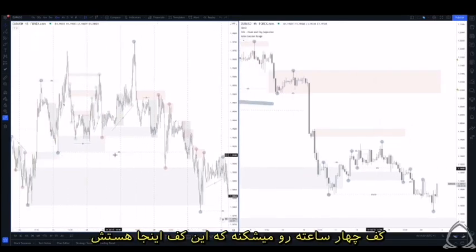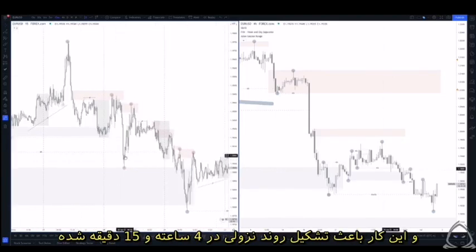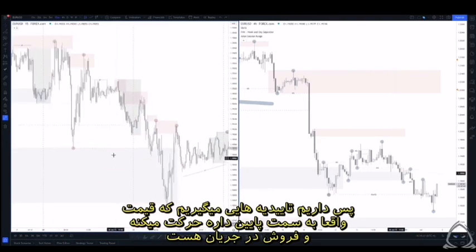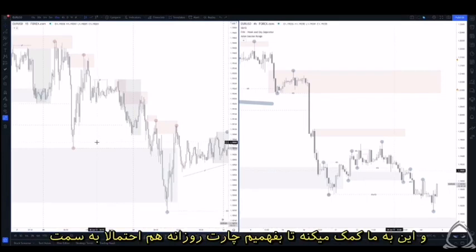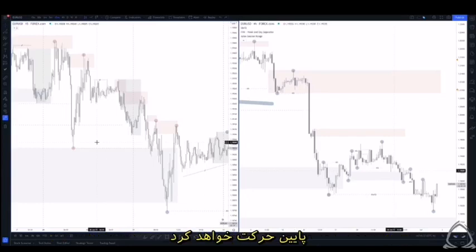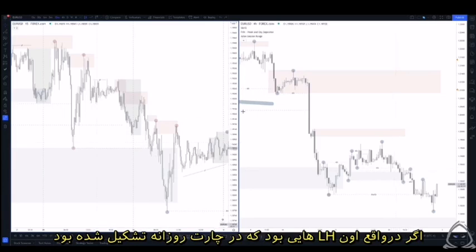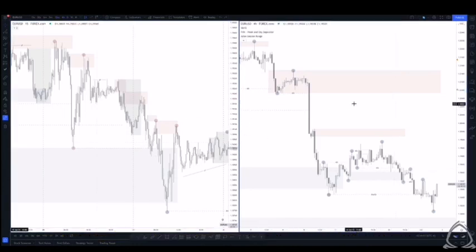which is this low right here. And now what this has created is a downtrend on the 4-hour and the 15. So we're starting to really get confirmation that price is moving to the downside and that sells are on play. And what this is going to also help us understand is that more than likely the daily chart is going to start to continue moving to the downside, if in fact that was the lower high that was printed on the daily chart as well.